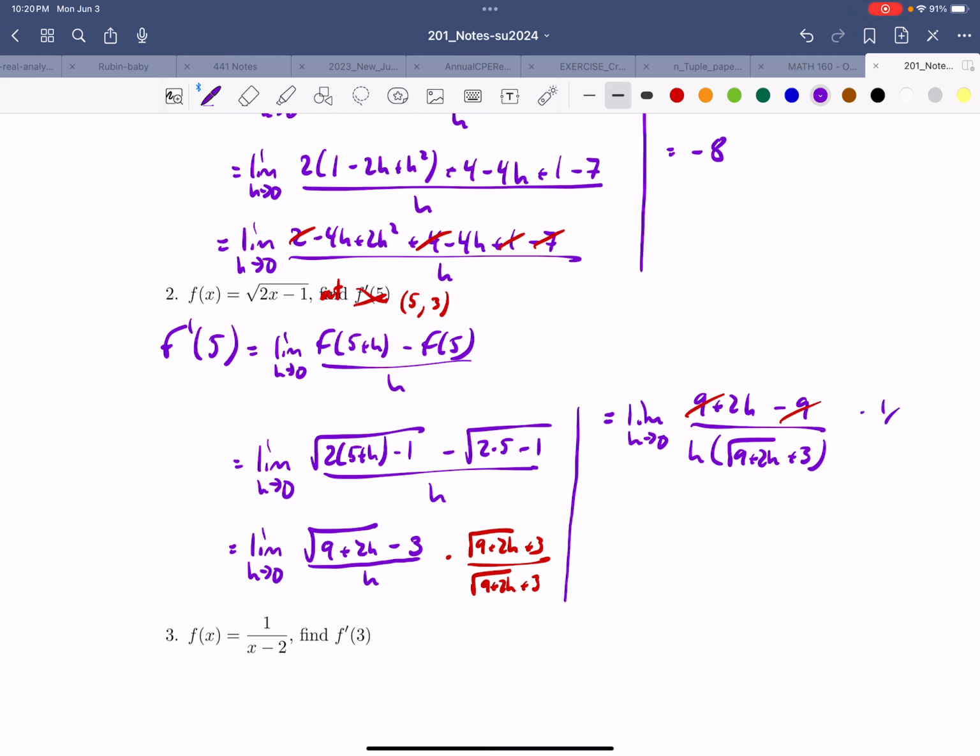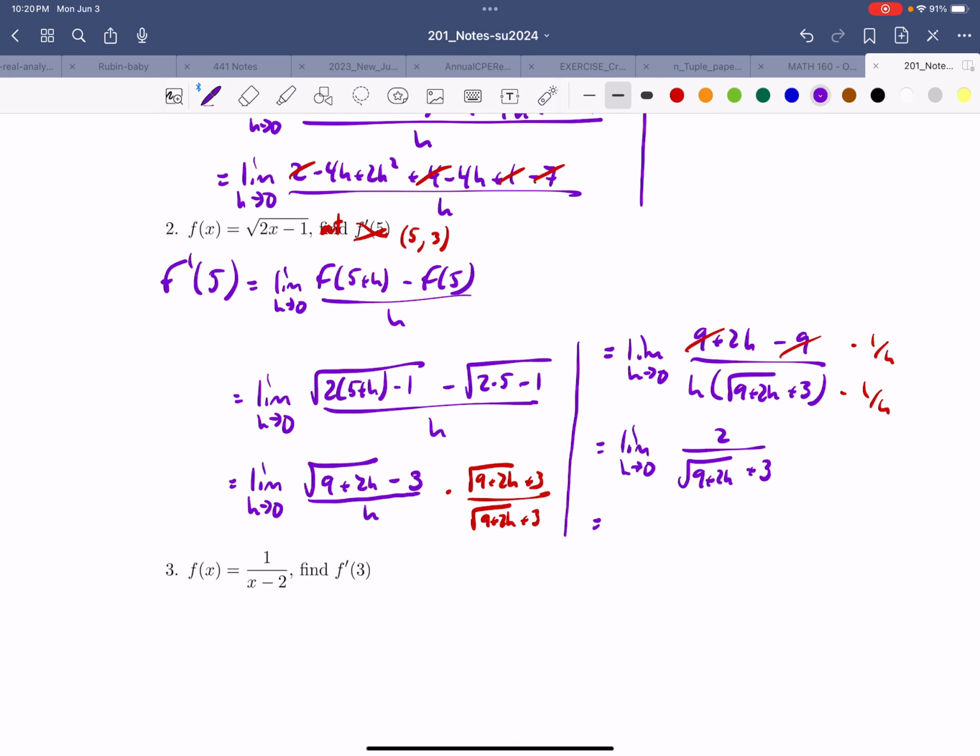Well, let me write that in red, maybe. Right, so this is going to give us the limit as h approaches 0 of 2 over, well, this lovely radical right here. And then as h approaches 0, we get 2 over root 9 plus 3. And that's just equal to 2 over 6 or 1 over 3. Okay? So, turns out that that's our answer. The derivative at the point 5 comma 3 is 1/3.